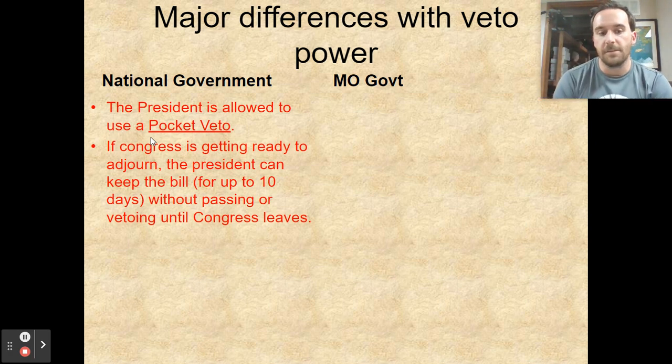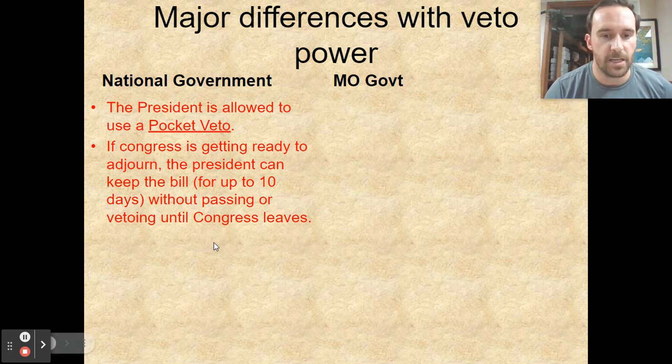The president may do this if they suspect that Congress might override their veto, but if Congress is getting ready to leave Washington, D.C., the president can hold on to it, or put it in their pocket, and if Congress leaves, then the president can veto it after they leave, and then it will not be able to be overridden. The important thing is that they can only do this for 10 days, and presidents have to consider the timing of when Congress is about to leave.